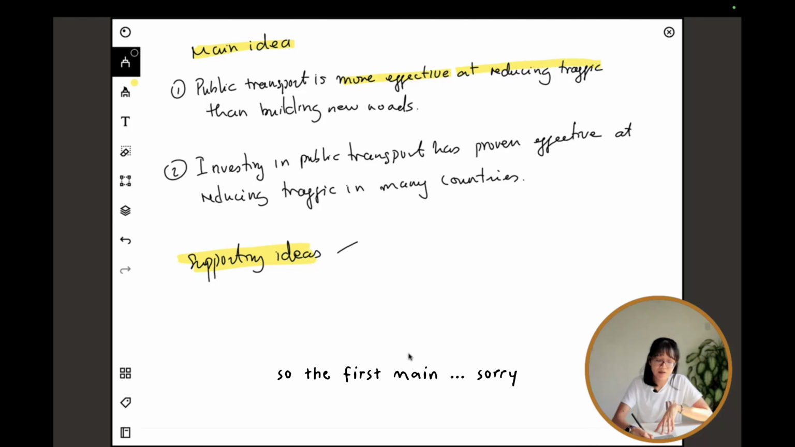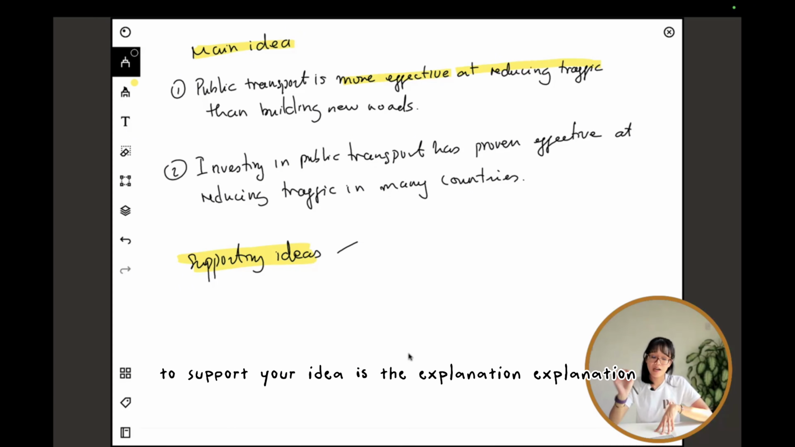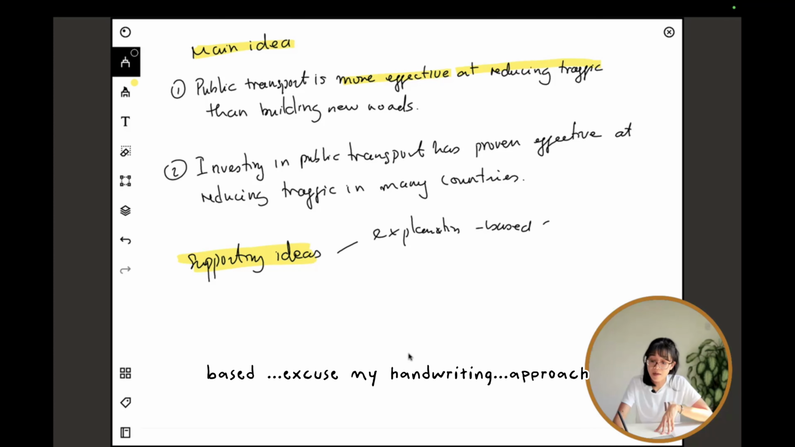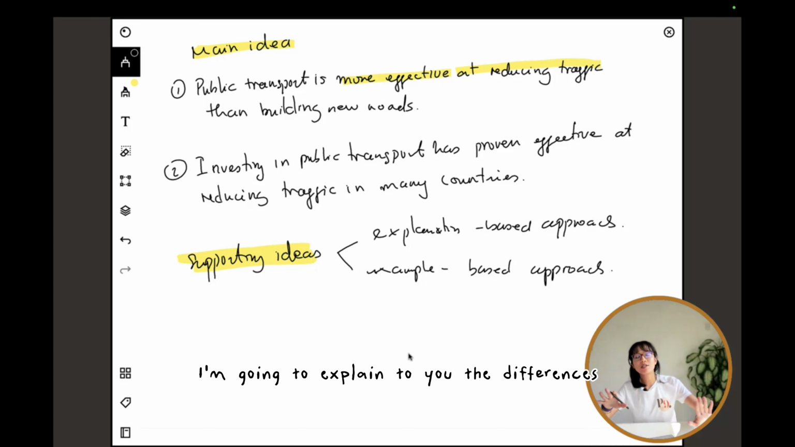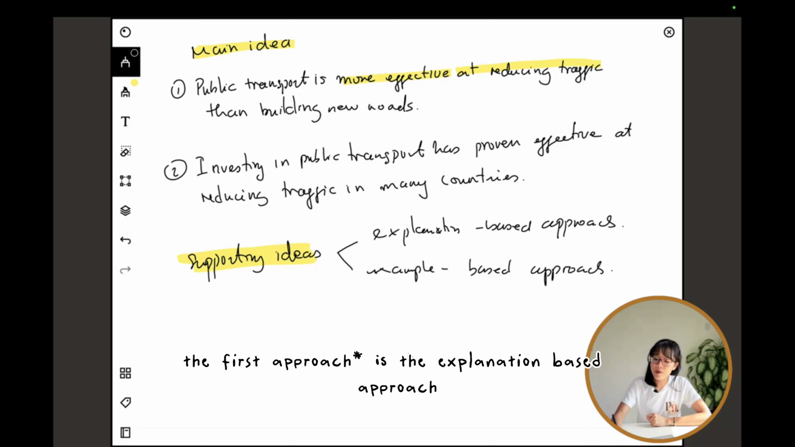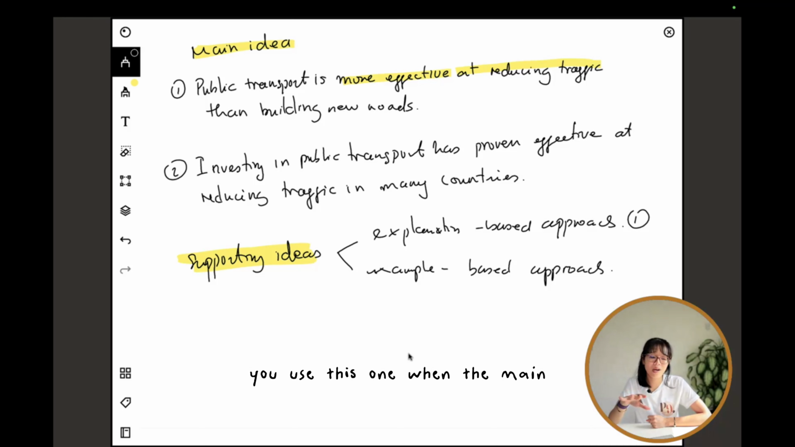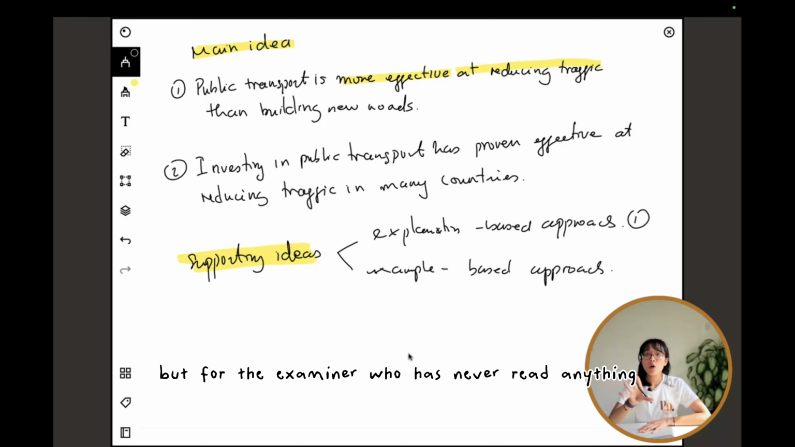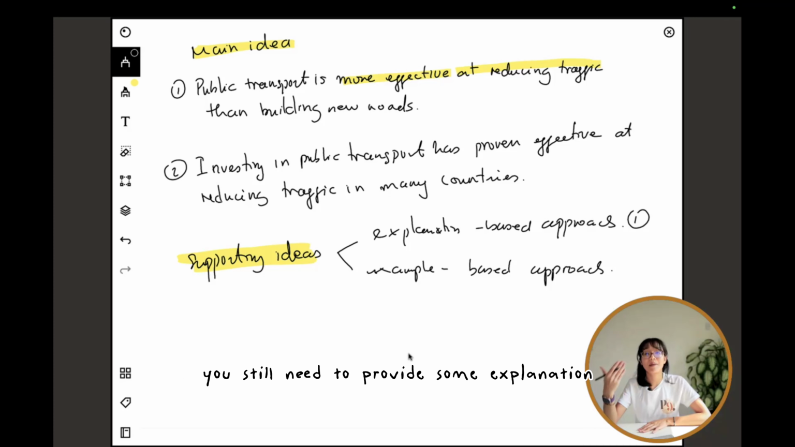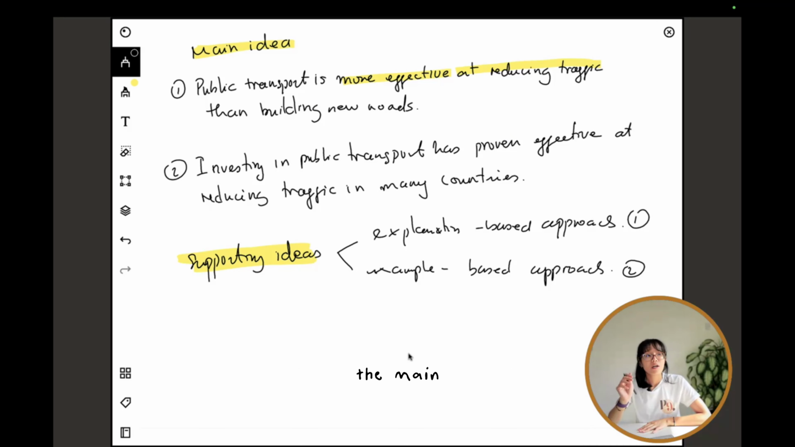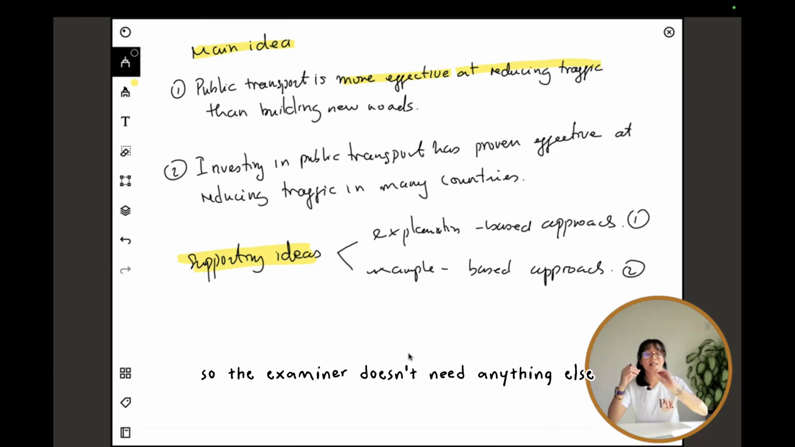So the first approach that you can use to support your idea is the explanation-based approach, do excuse my handwriting. And the second one is the example-based approach. I'm going to explain to you the differences between these approaches. Now, the first approach is the explanation-based approach. You use this one when the main idea or the topic sentence is not 100% clear. Now, it makes sense, but for the examiner who has never read anything, who has never spoken to you, who doesn't know you, to understand what you exactly mean by the main idea, you still need to provide some explanation. But for the example-based approach, the main idea or the topic sentence is already clear, so the examiner doesn't need anything else.